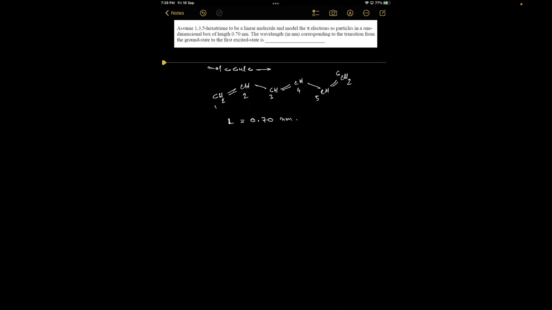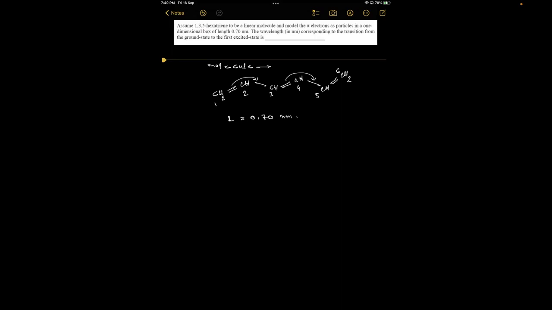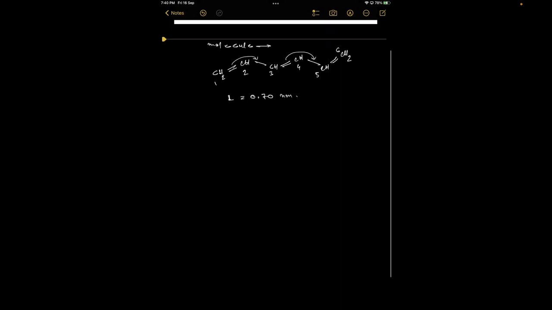1,3,5-hexatriene is an actual molecule, and we are modeling the pi electrons as particles in a one-dimensional box. So basically pi electrons can resonate, like, pi electrons can go from one end to another end, right? So that's why we are just modeling these pi electrons as particles in a one-dimensional box of a particular length, 0.70 nanometer. Okay, so let's first draw this.